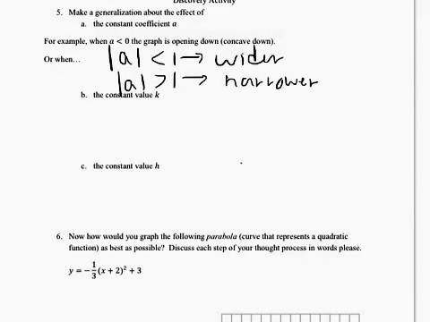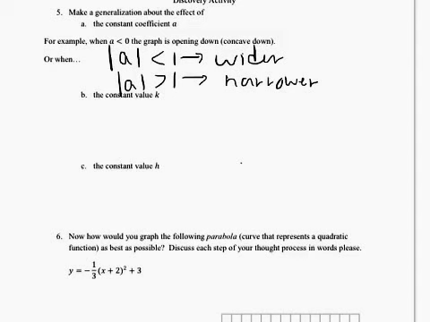Okay? Again, absolute value, remember, because the negative and positive doesn't affect the wideness or the narrowness. The negative or positive affects whether it opens up or opens down. So again, when A was negative, it opened down, which we call concave down. When absolute value is less than 1, it's wider. When absolute value is bigger than 1, it's narrower.